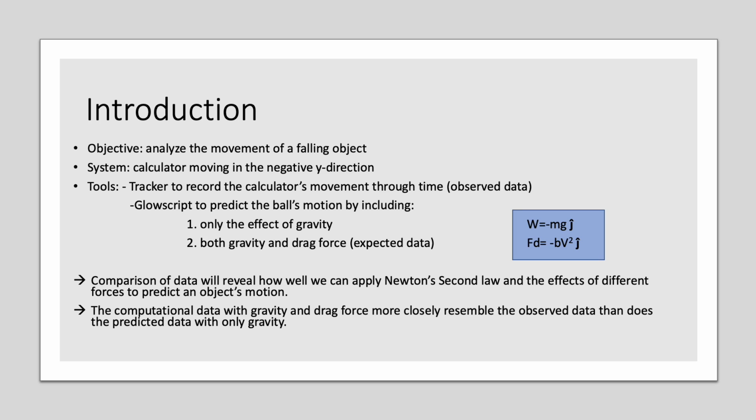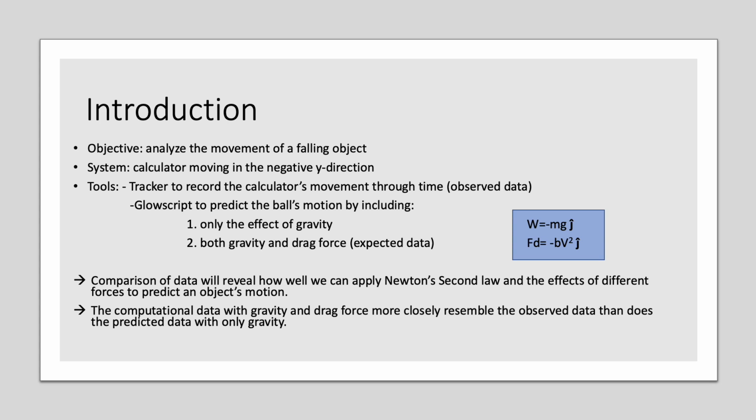This lab consists of modeling and analyzing the motion of a falling object. For this lab, I used a calculator falling down in the negative y direction from a particular height. Then I used Tracker, an image tracking software, to record the movement of the ball as a function of time. In addition, I relied on GlowScript, a computational program, to simulate the movement of the ball and predict its motion in the presence of the force of gravity and in the presence of both gravity and drag force.